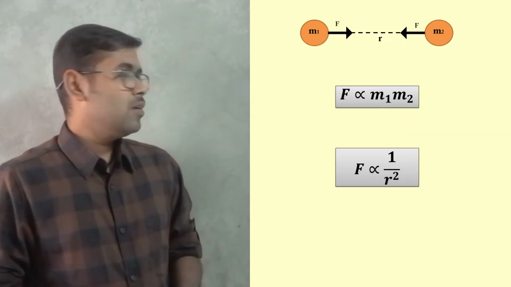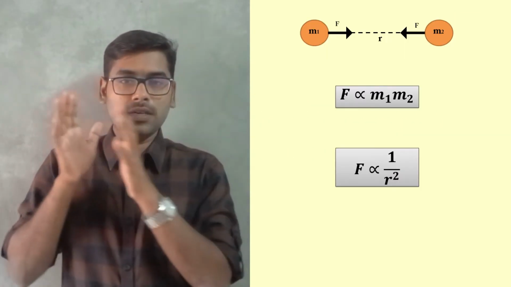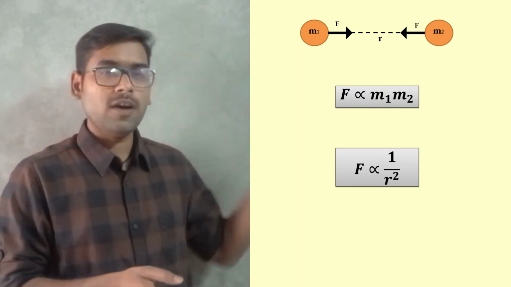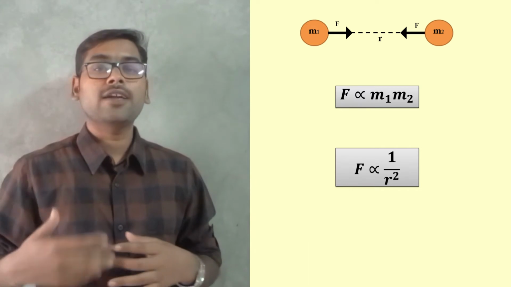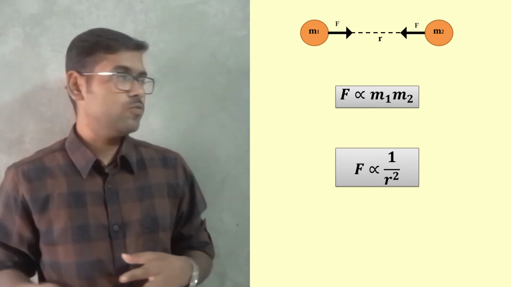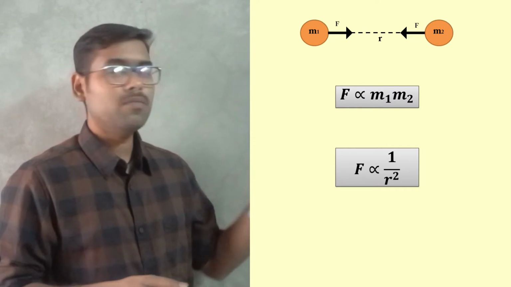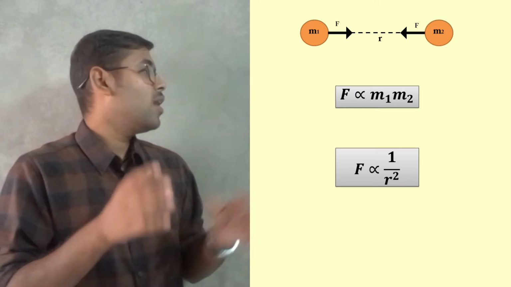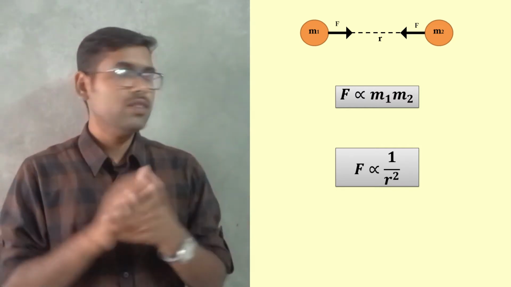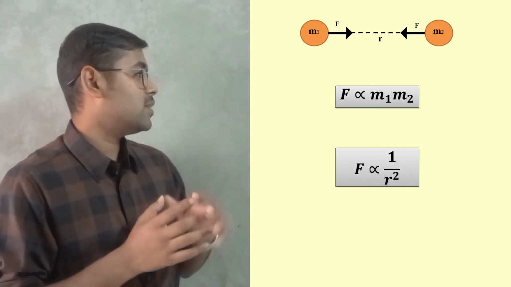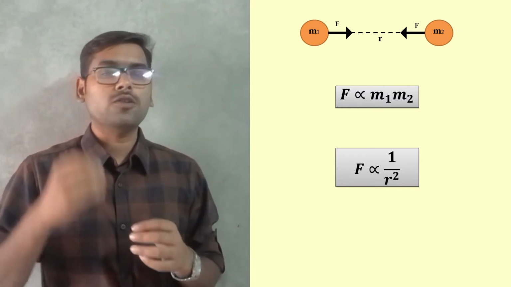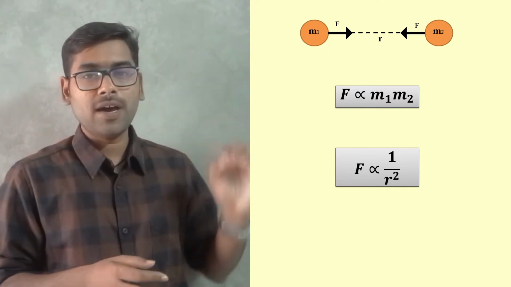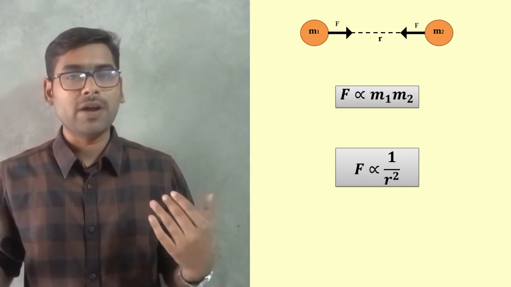What does this mean? Guys, if you have two particles having masses m1 and m2 separated by a distance r, then magnitude of force F between these two particles will be directly proportional to product of m1 and m2. So F is proportional to m1 into m2, which means larger the masses of the bodies, higher will be the magnitude of the force between them. Then we also have another relation, that is force is inversely proportional to square of distance between these two particles, which means F is proportional to 1 by r square. Here r is the distance between two particles.